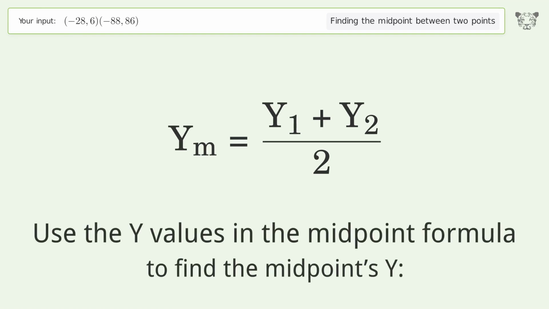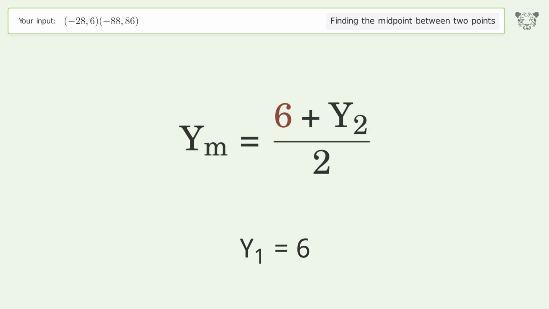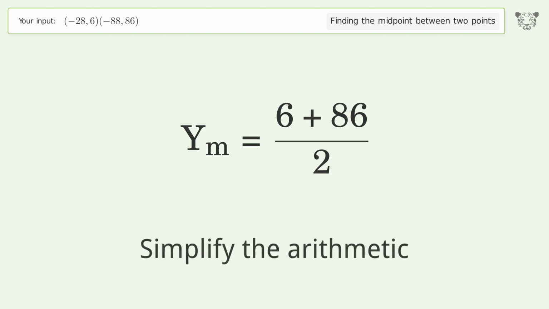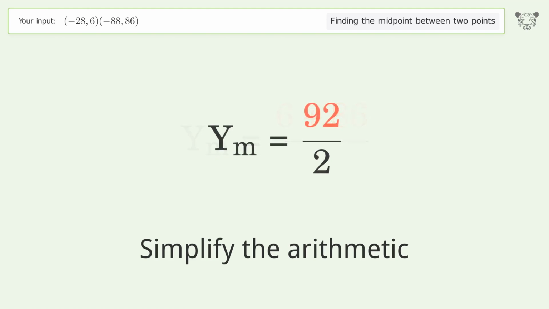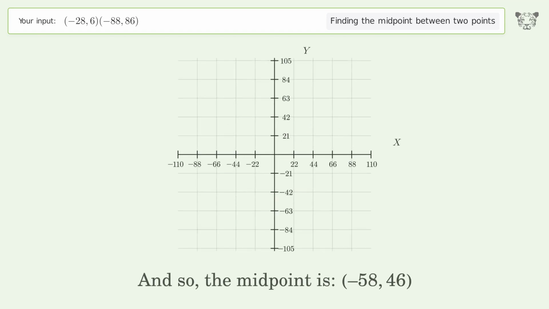Use the y values in the midpoint formula to find the midpoint's y. y1 equals 6. y2 equals 86. Simplify the arithmetic. And so, the midpoint is negative 58, 46.